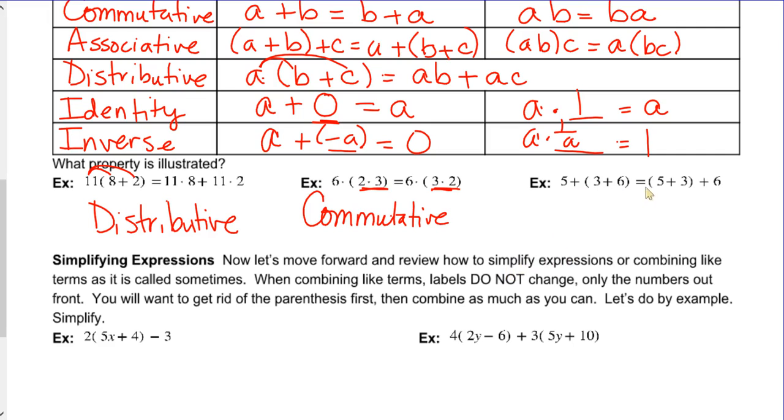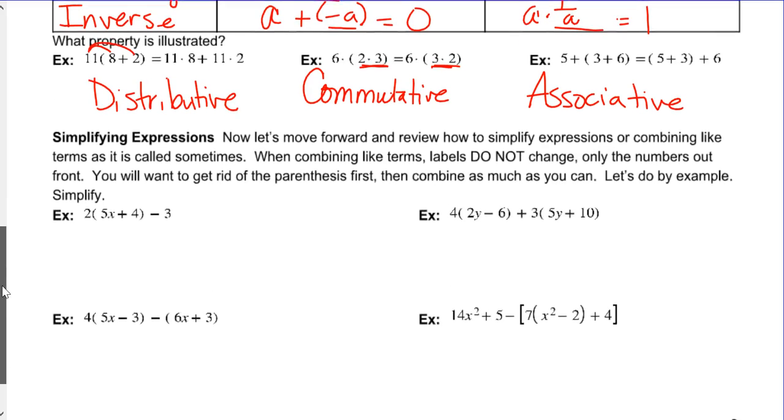Here we have 5, 3, 6. Over here we have 5, 3, 6, and the parentheses are moved around. Therefore, this is the actual grouping property of associative. Okay? All right. So we're going to use these properties to start by simplifying expressions.